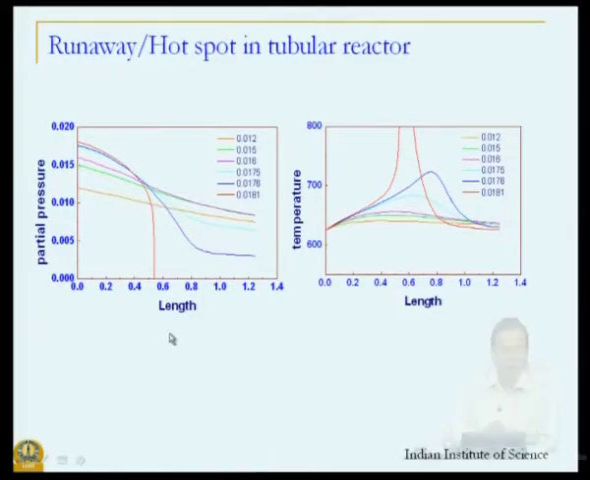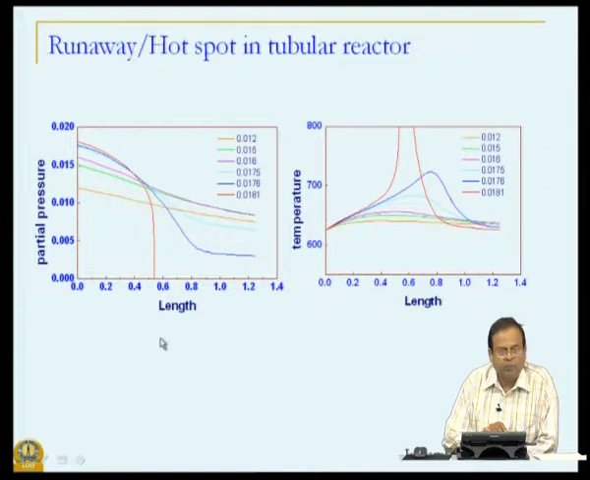Friends, let us continue our discussion on runaway reactions and hotspots in the tubular reactor. And just to refresh ourselves, let us look at this simulation of xylene oxidation, and what we are seeing here is the oxidation by carrying out this reaction at different partial pressures of oxygen.